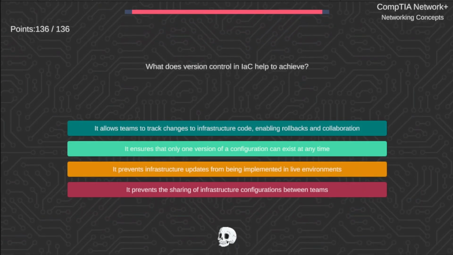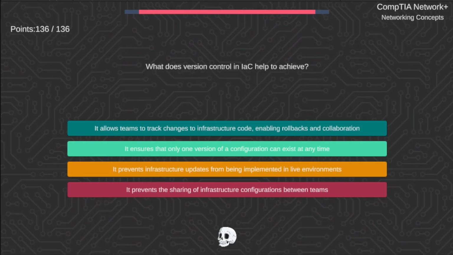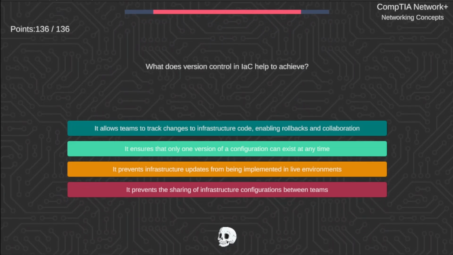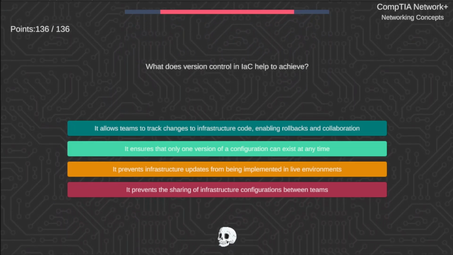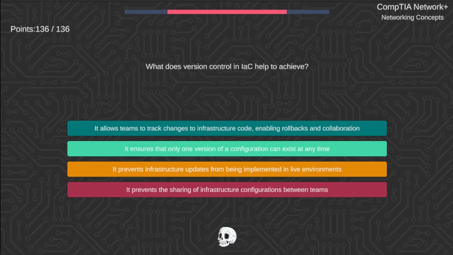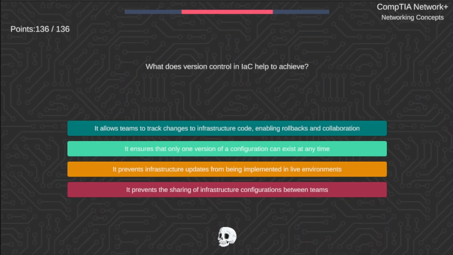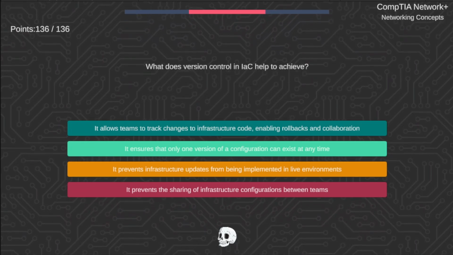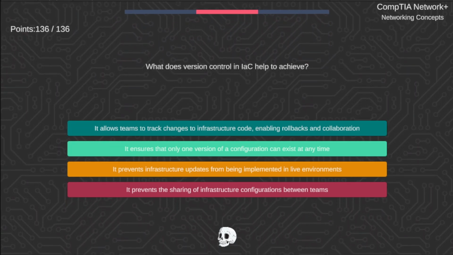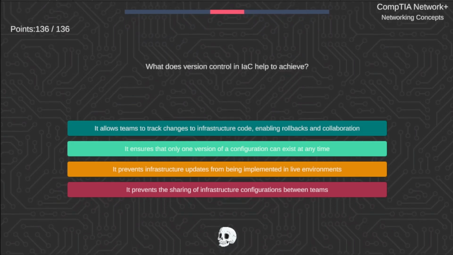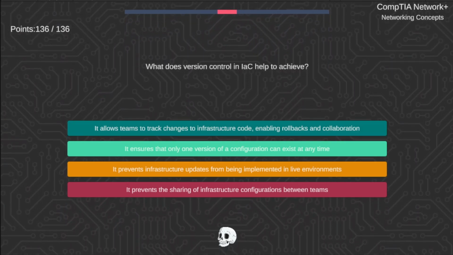What does version control in IAC help to achieve? It allows teams to track changes to infrastructure code, enabling rollbacks and collaboration. It ensures that only one version of a configuration can exist at any time. It prevents infrastructure updates from being implemented in live environments, or it prevents the sharing of infrastructure configurations between teams. What does version control in IAC help to achieve?